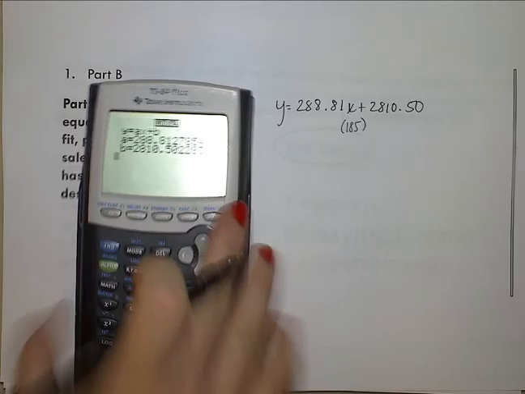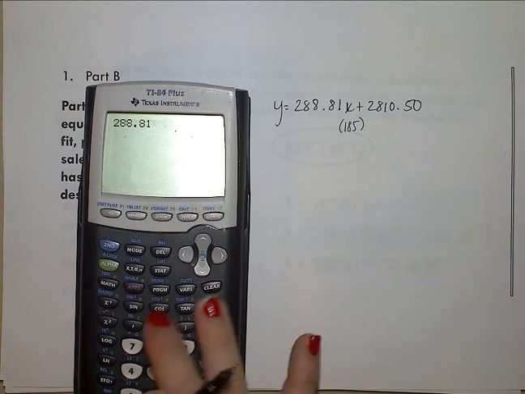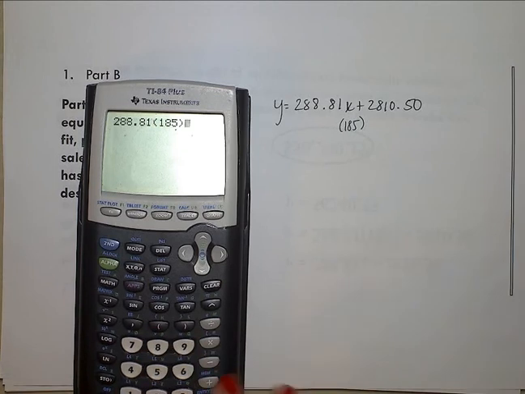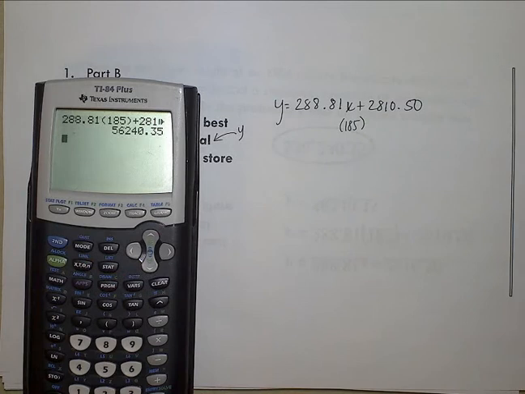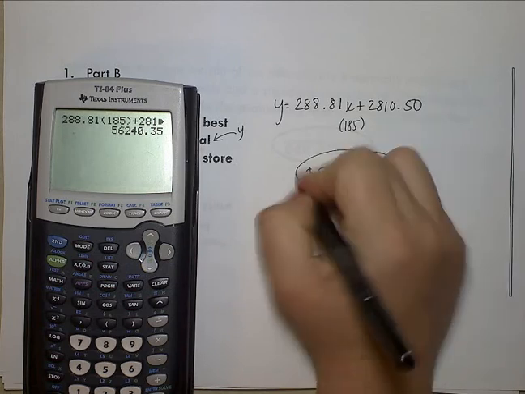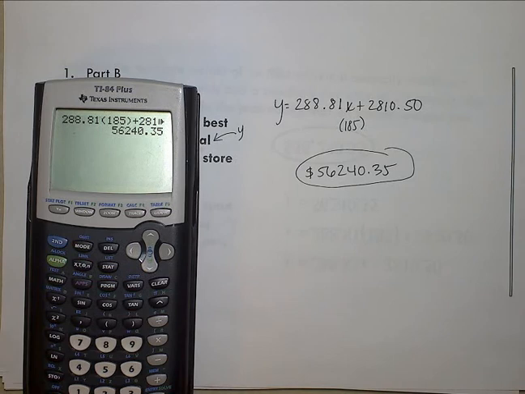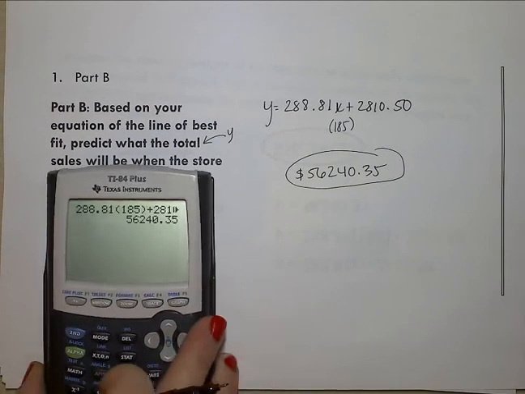Then I'm just going to do simple operations. 288.81 times 185 plus 2810.50. Can you please confirm, are you getting the same answer that I did? Yes, no? Yeah. Okay, so this is an estimation. If there is 185 different rug designs, we can assume that the total sales will be this amount.